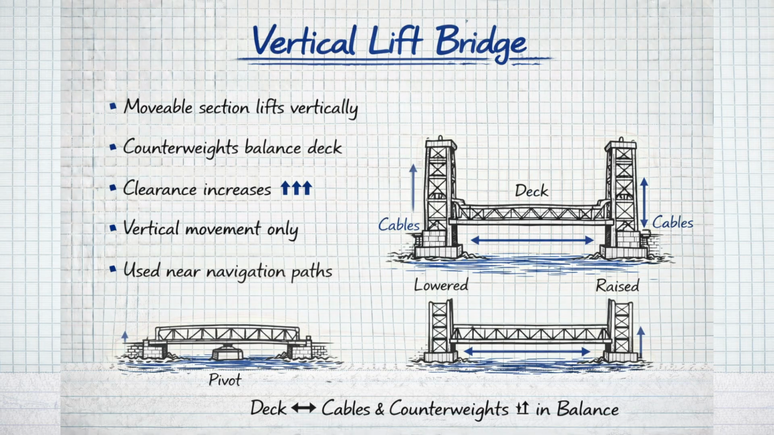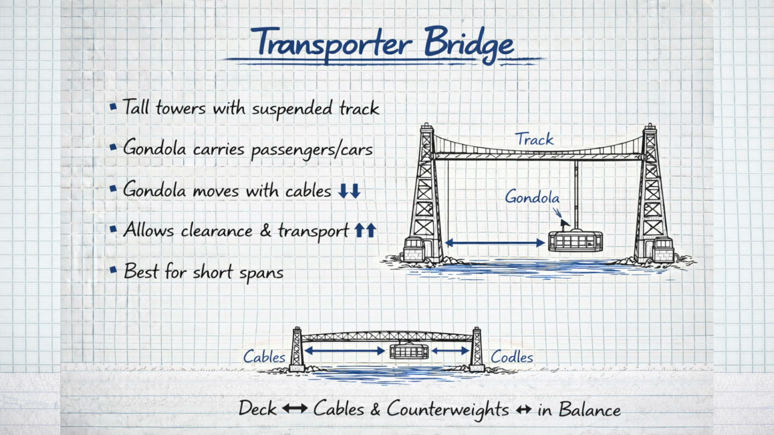Counterweights balance the deck as it moves. This allows tall ships to pass beneath. It is ideal where horizontal space is limited.